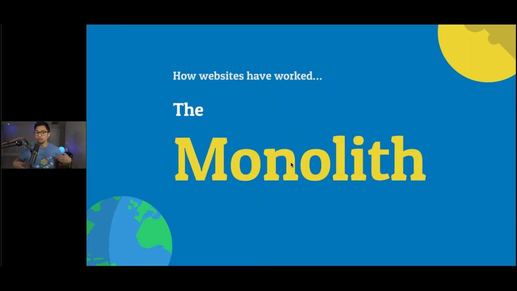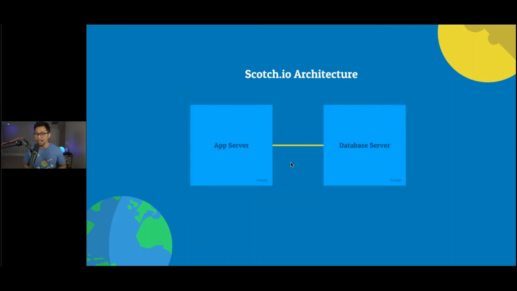So how sites have worked, how Scotch has worked, it's a very monolithic type app. Front end and back end are tightly coupled together. And if we look at the architecture, we have an app server, we have a database server, all running on DigitalOcean, and they kind of talk to each other, and very tightly coupled server and front end.